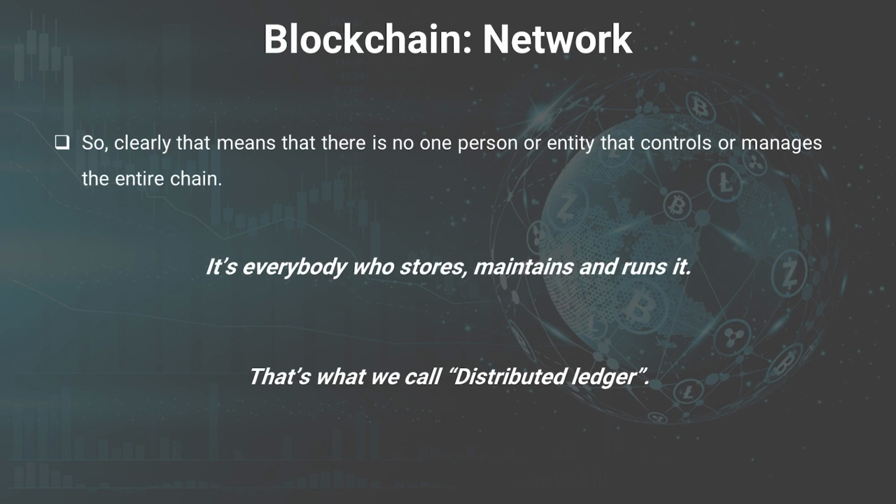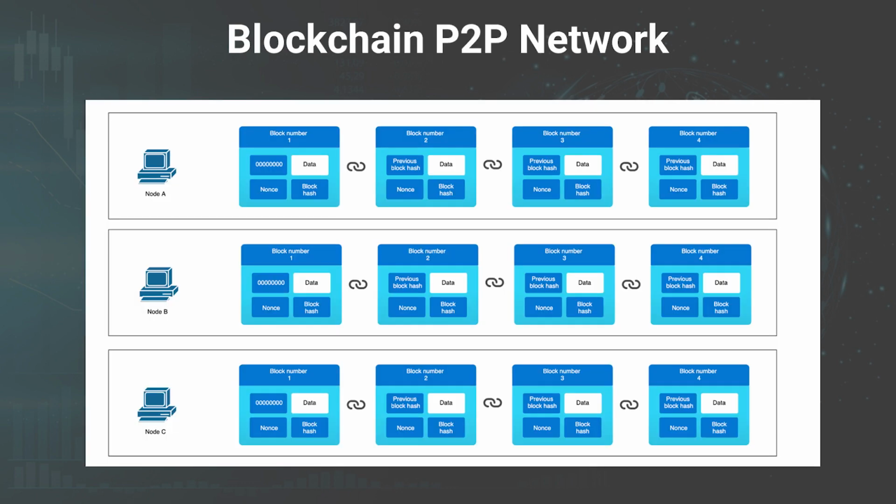As you can see, since everyone is maintaining the entire copy of the chain, clearly there is no single person or entity that controls or manages the entire chain. It's everybody who stores, maintains, and runs the blockchain. So that's what we call a distributed ledger. Everybody is storing the same ledger, so that no one can destroy it. Some people can destroy their own ledgers, but they cannot destroy the other people's ledgers. So that's what we call a distributed ledger.